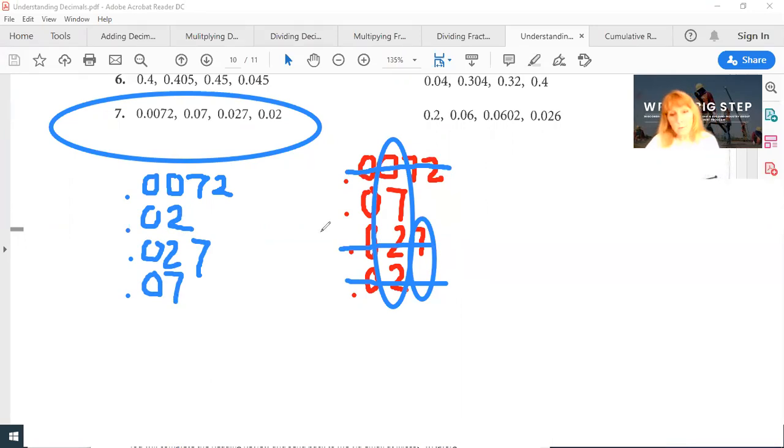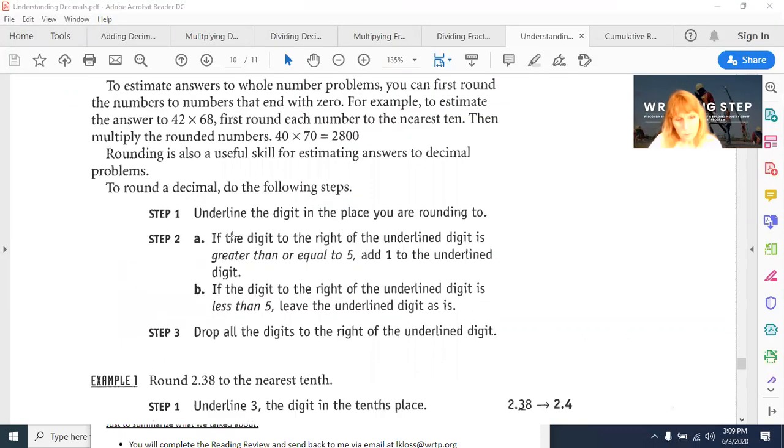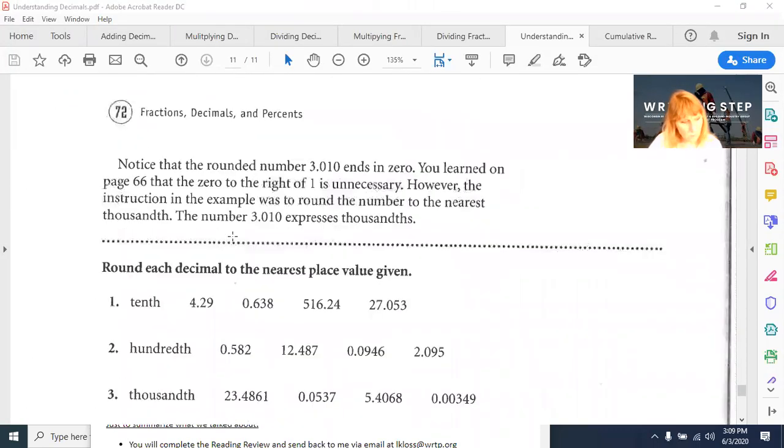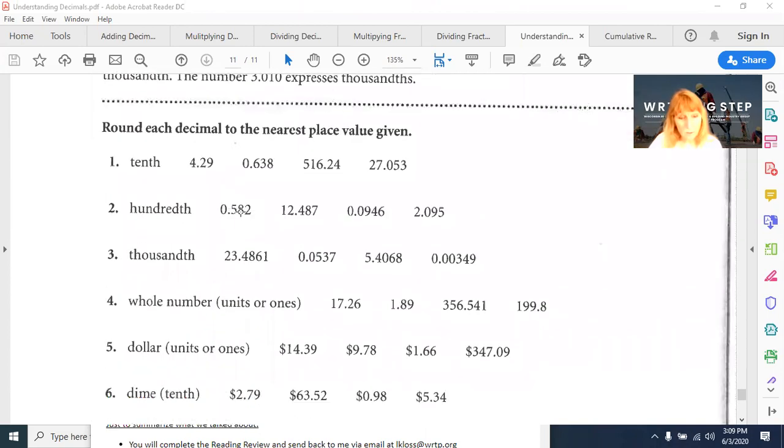And the last one I want to do is page 72, rounding decimals. Let's go right on to do number 1. Round each decimal to the nearest place value given. So they want us to round to the tenths place. So the tenths place is the 2. And we look at the number to the right of the 2. If it is 5 or more, we're going to round the 2 up. So in our case, it's a 9, so we're going to round our 2 up to 3.